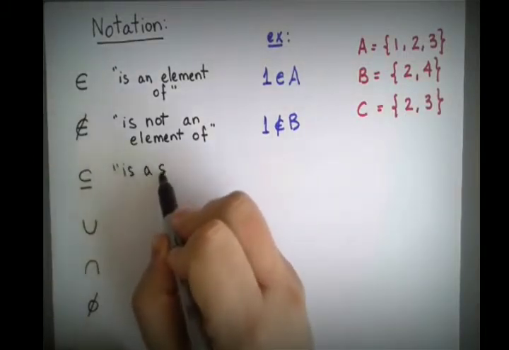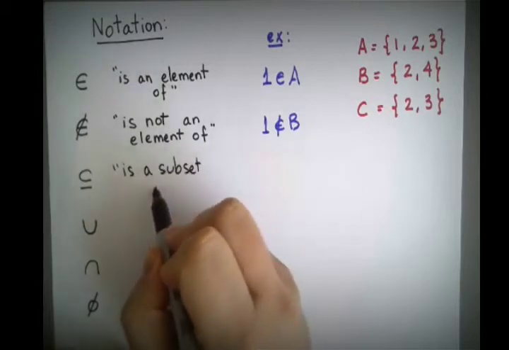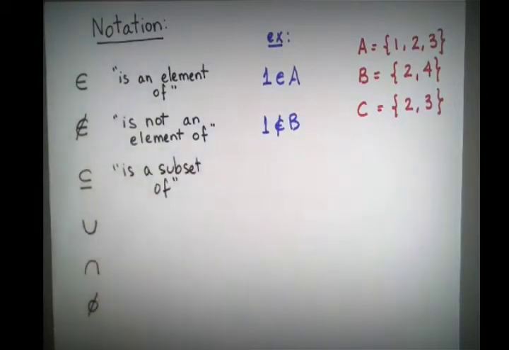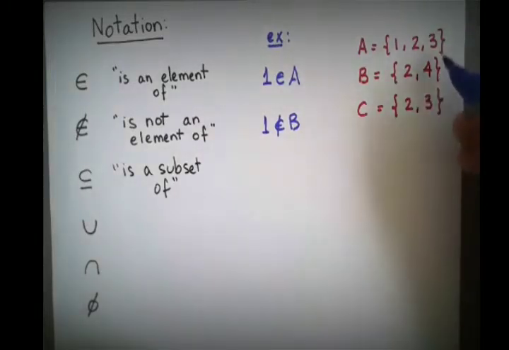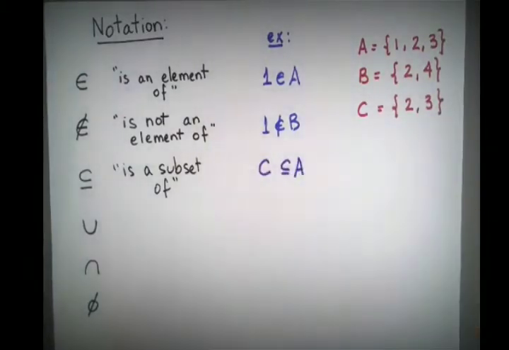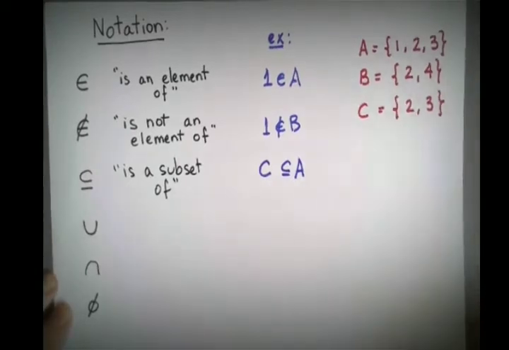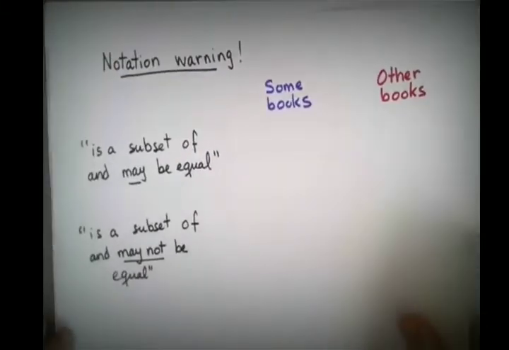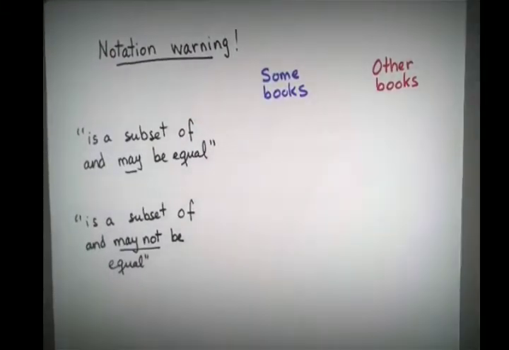Again, the third notation is a subset of. Subset of. Now {2, 3}, C is a subset of A. C is the subset of A. And again another notation is union, and another is intersection.